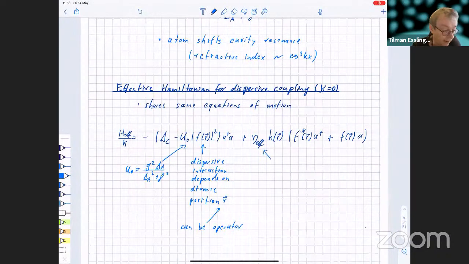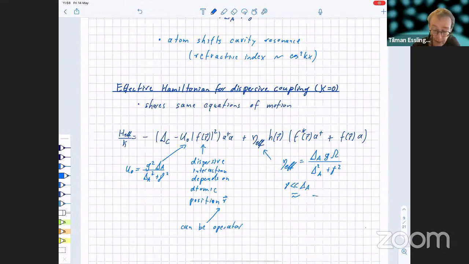And then the effective coupling from the pump from the side is delta_A g omega over delta_A square plus gamma square. For the case that the detuning is large compared to the atom decay rate, then we have g omega over delta_A. Here you see a two photon coupling. That's the vacuum coupling, then our drive coupling, one photon, the other photon, and the detuning. So it's kind of a two photon coupling.